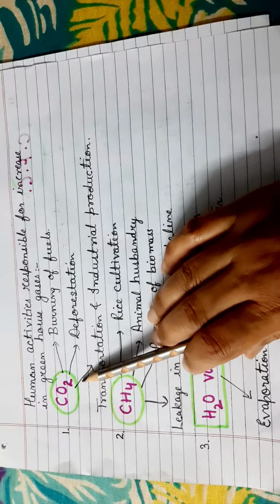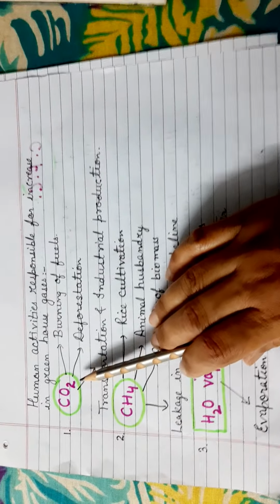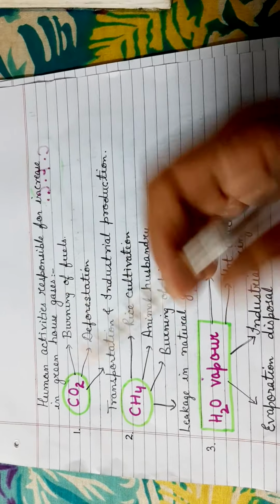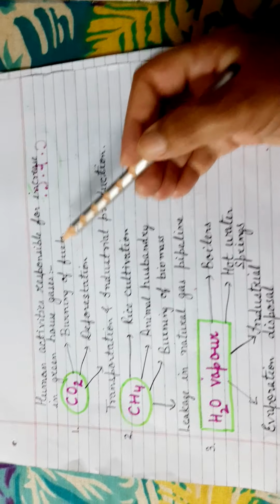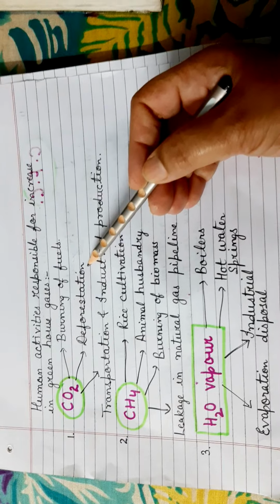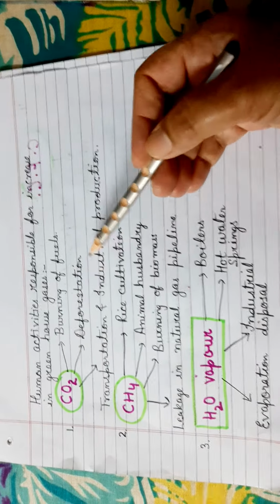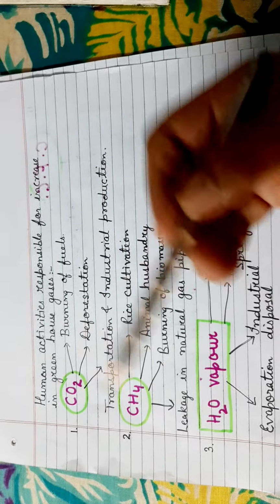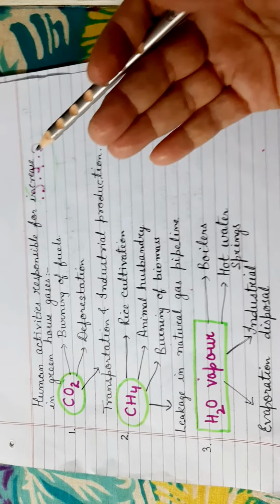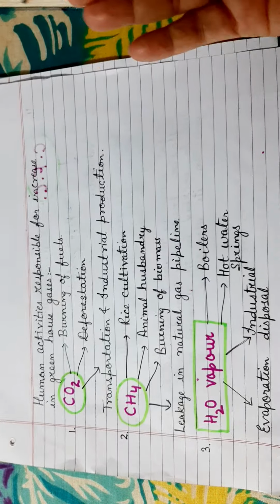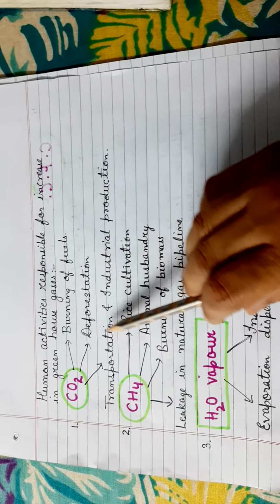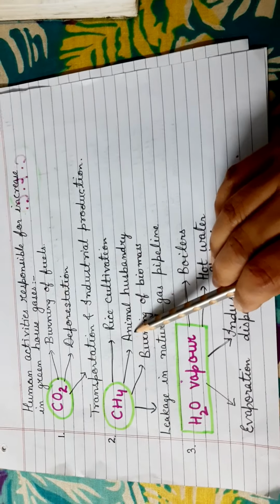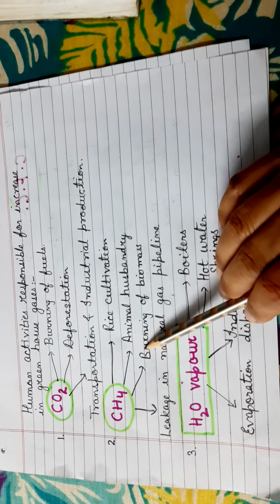Now if you look at carbon dioxide, we all know that the quantity of carbon dioxide increases due to burning of fossil fuels. It increases due to deforestation, that is cutting down of trees, and it also increases due to the rise in transportation vehicles and industrial pollutants which are emitted in the atmosphere. All these are the causes for increase in carbon dioxide. Let us look at what causes an increase in methane gas in the atmosphere.